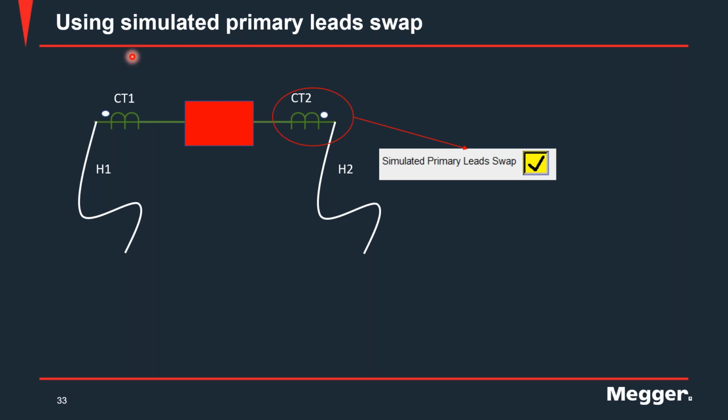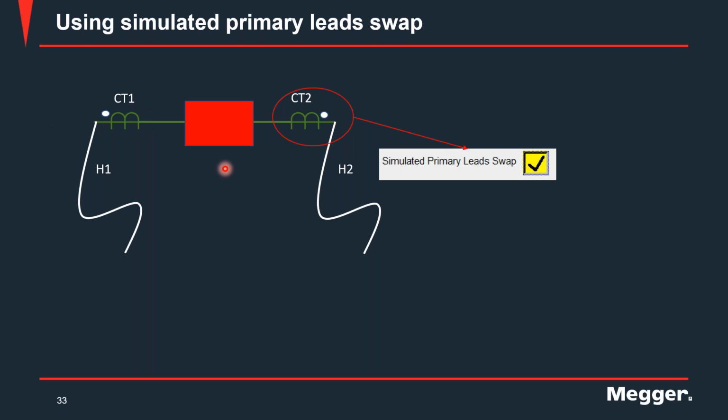Let's say if you are testing on this particular asset, and let's say this point is grounded, you can test CT1 because H1 is grounded by the instrument, right? But when you try to test CT2, now if you try to swap the leads, your H1 is grounded by the instrument at this point, but there is a permanent ground provided over here. So you essentially have a short circuit where both points are grounded. It's not possible for you to run the test.